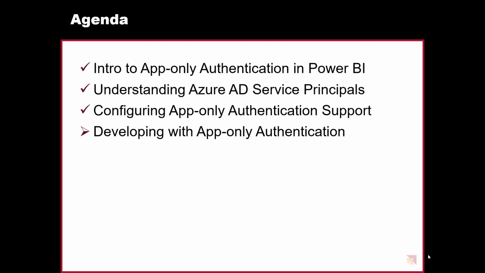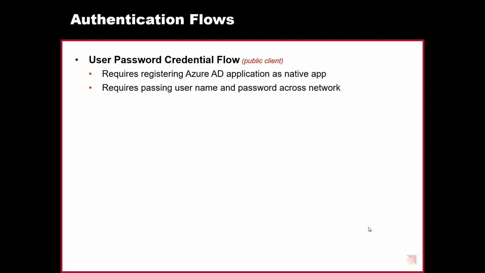Okay, and now we're finally into the home stretch, to our final section where we can finally talk about writing code and developing with app-only authentication. Now, a little bit of background first. In the past, we've worked with a master user account and we basically acquired a user-based access token. And so to do that, we've had to use the user password credential flow.